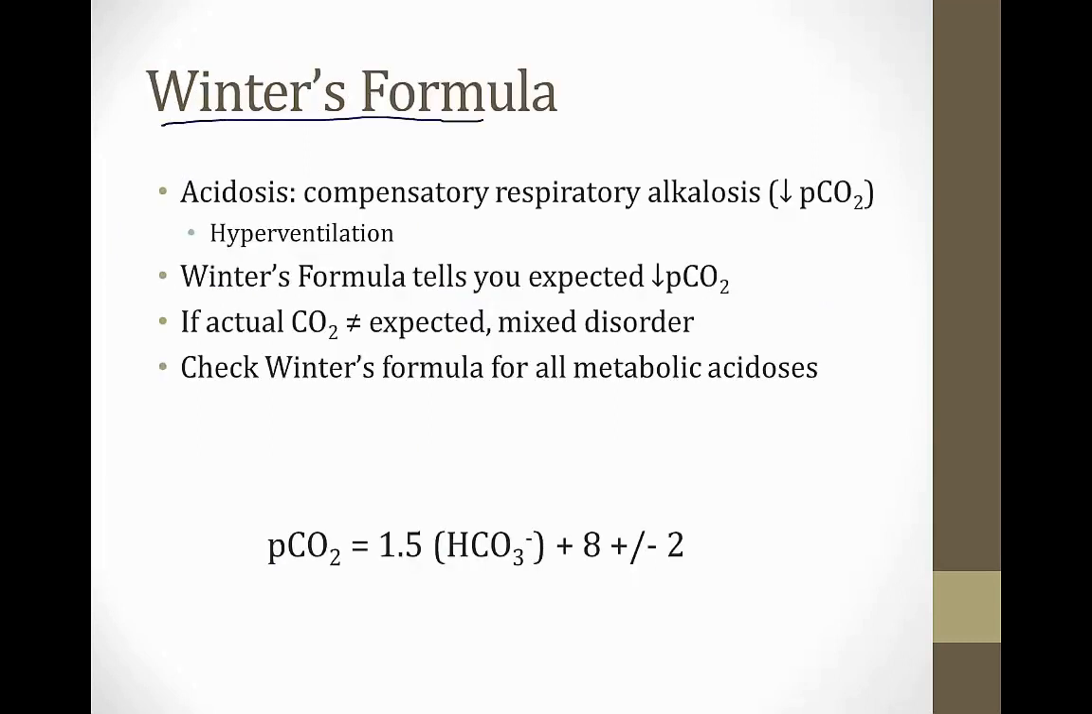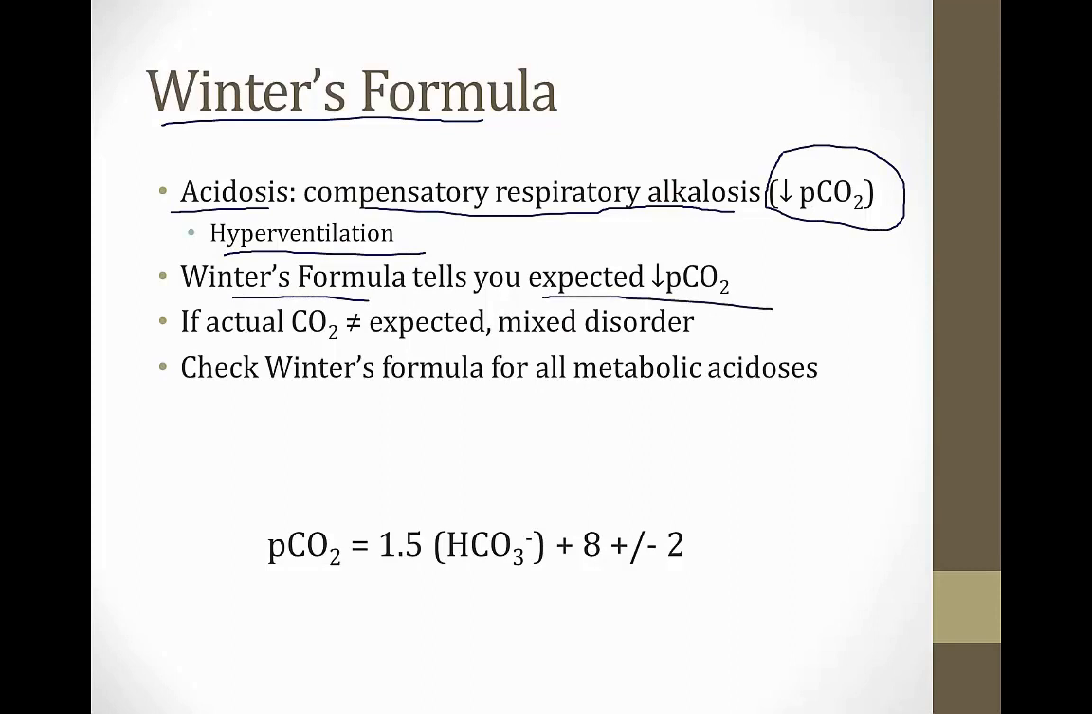Now let's talk about Winter's formula, because Winter's formula is critically important in determining whether the respiratory compensation for a metabolic acidosis is appropriate. So when you have a metabolic acidosis, no matter what the cause, no matter what the anion gap, there will be a compensatory respiratory alkalosis. The body will begin to hyperventilate and blow off carbon dioxide, and this will lower the PCO2. Winter's formula tells you the expected decrease in PCO2 for a metabolic acidosis.